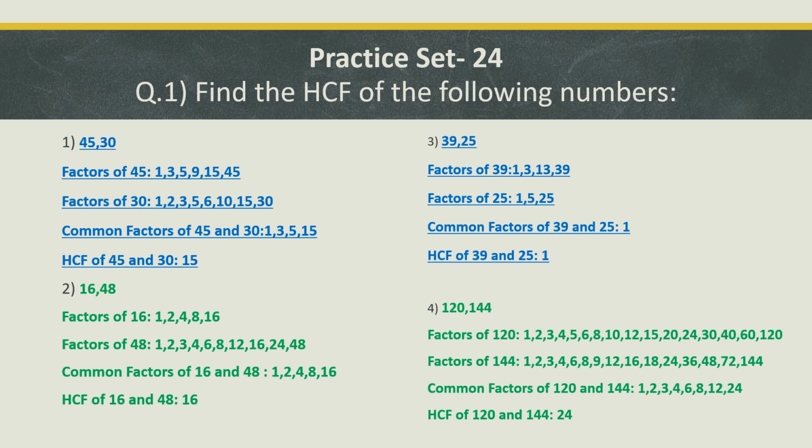Then I have 120 and 144. Again the same rule: 1 into 120 is 120. So 1 and 120. Likewise I'll find out all the numbers and write them as factors. Always see that the remainder should be 0 if you're dividing. The divisor and the quotient are always factors of the number asked in the question. So here the HCF is 24.